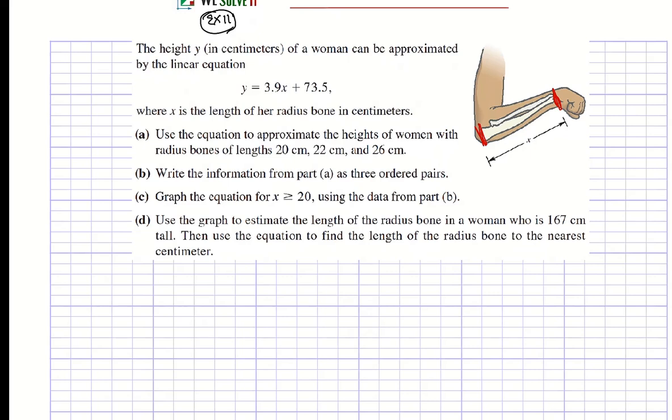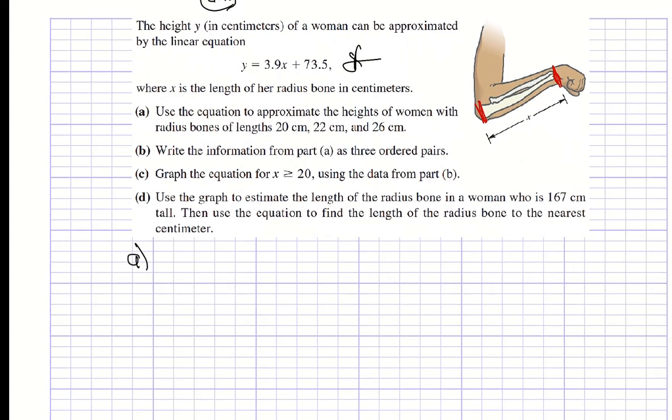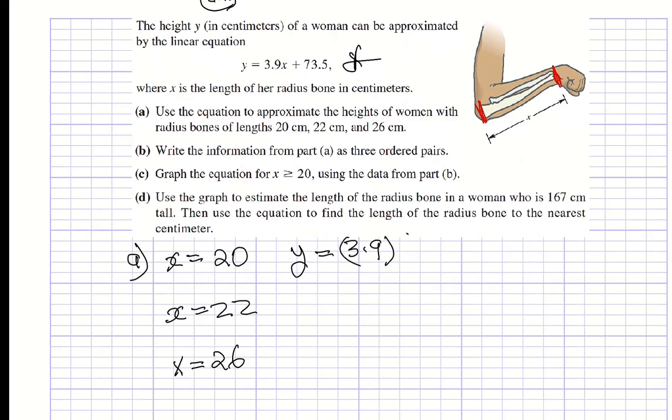You are given that equation there. They say find the value of y. This is part A. Find the value of y when x is equal to 20, when x is equal to 22, and when x is equal to 26. That's what that is saying. So y is equal to 3.9 times 20 plus 73.5, okay? So we'll work that out.